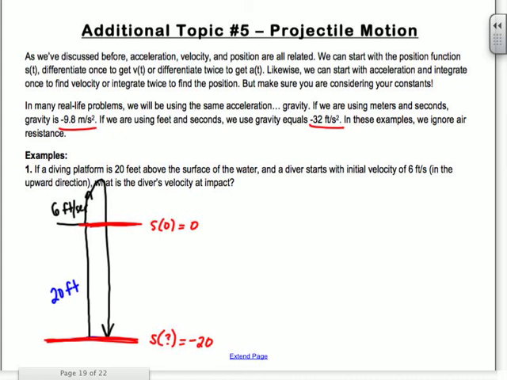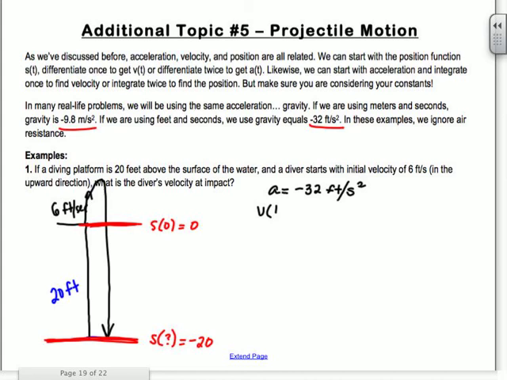All right, so we start with what we know. We don't really know much in this problem, but we do always think about acceleration. Acceleration, it's in feet and seconds, so we should use negative 32 feet per second squared. It's negative because gravity's pulling you downwards.